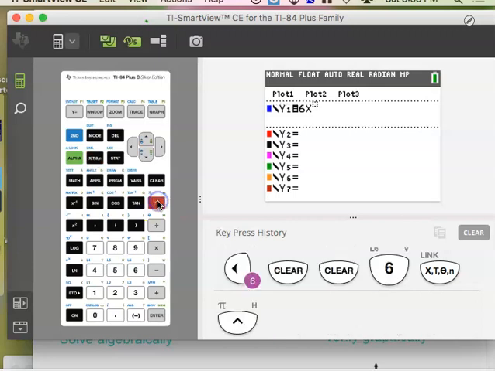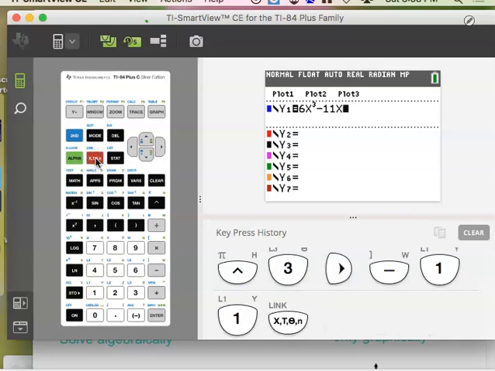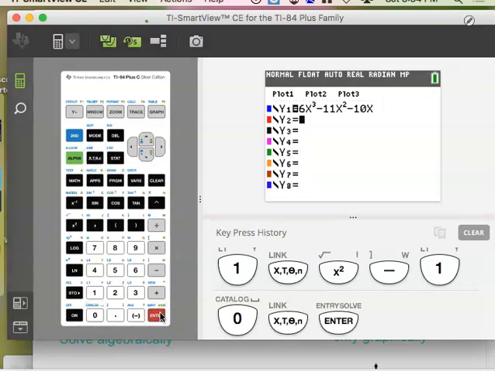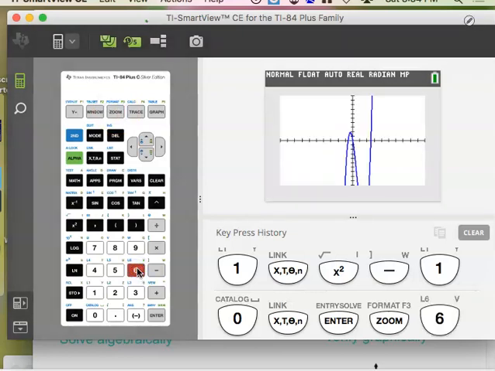6x to the third, minus 11x squared minus 10x. And zoom 6 for a negative 10 to 10 window. Yeah, that matches. But what I need to do is figure out what is this top point right here.